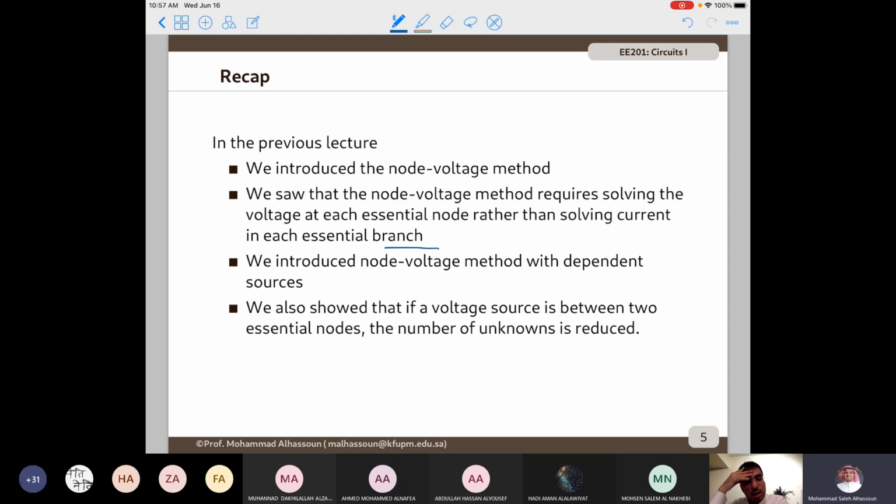We also discussed and solved problems on the node-voltage method when we have a dependent source, and we saw that the situation is exactly the same. The only difference is that you have an extra equation to account for. And we started with the special cases. The first special case was a trivial one. We have a voltage source between two essential nodes, and this fact will actually reduce the number of unknowns.